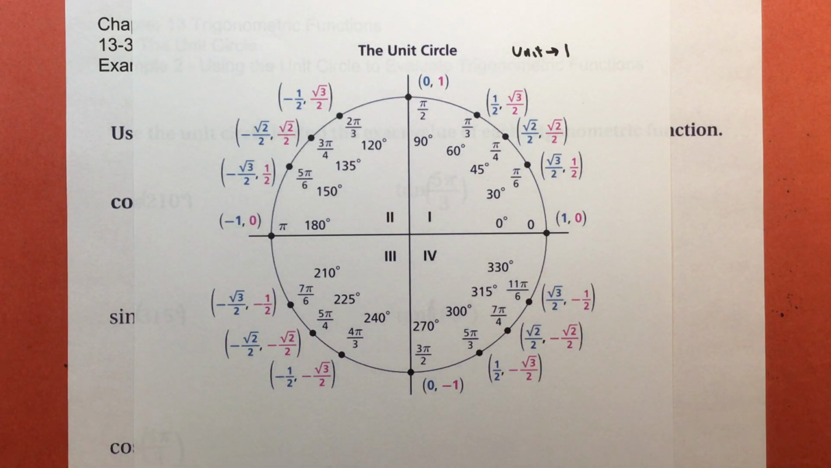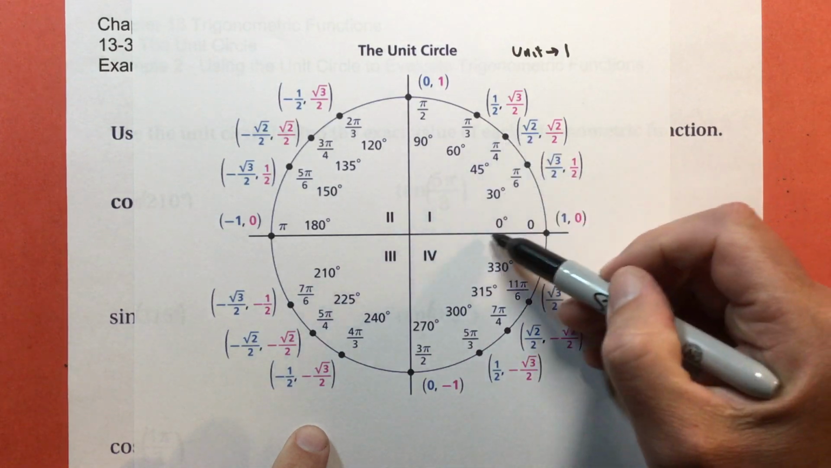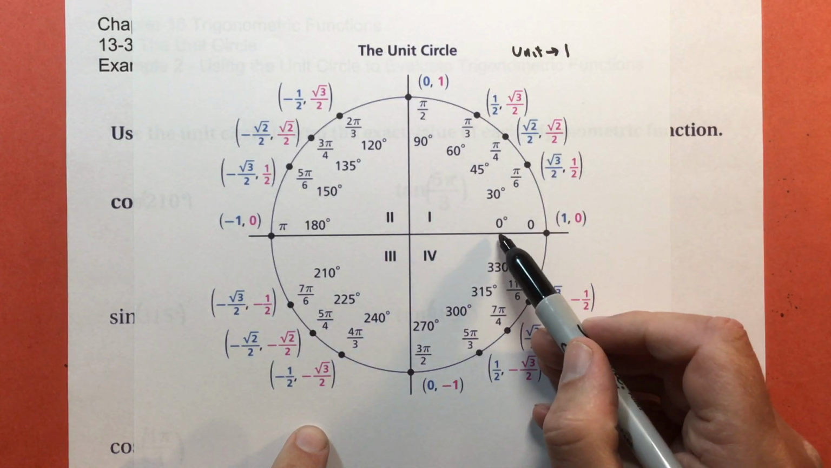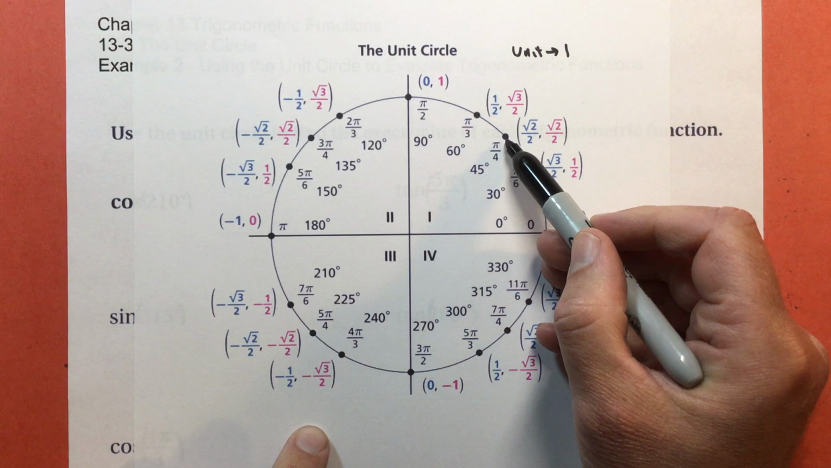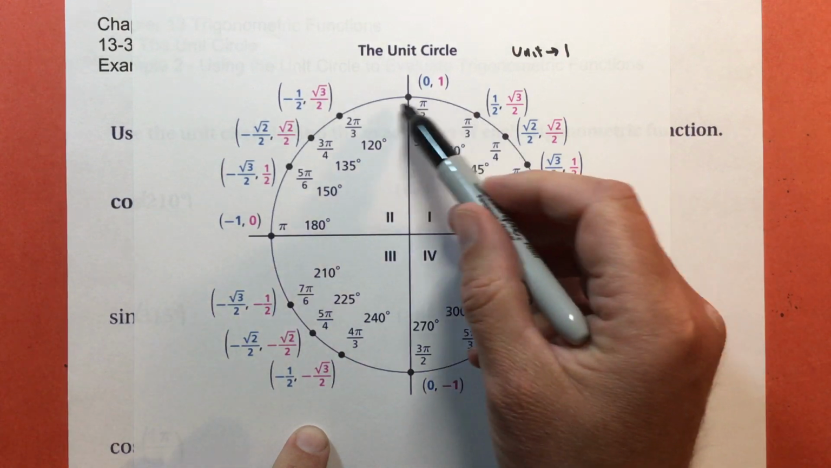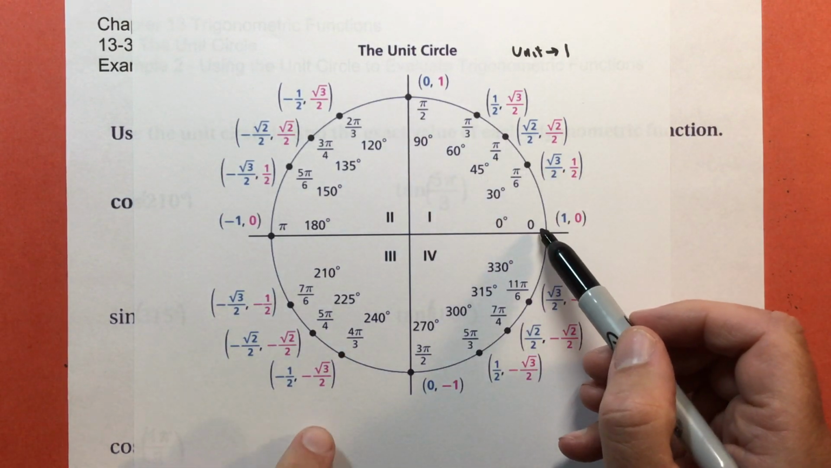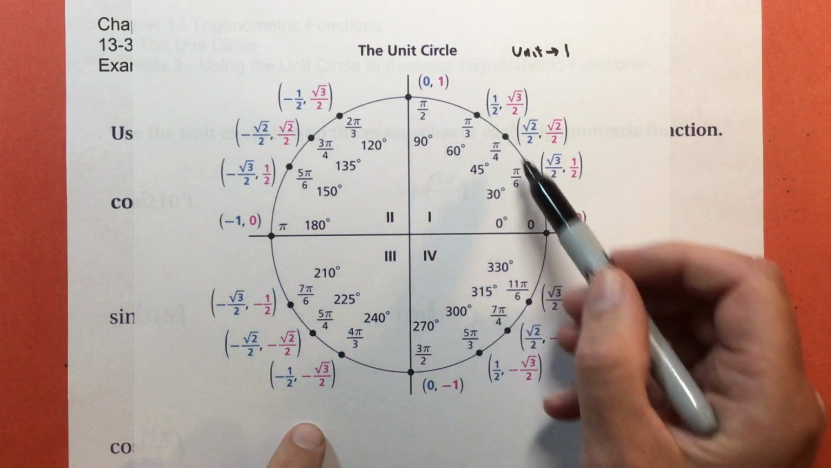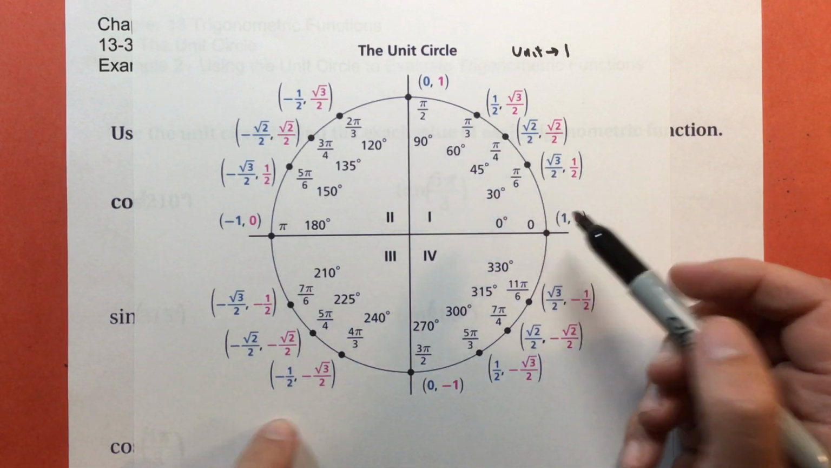I also go around, and here's my 45, 45 triangle. So I go square root of 2 over 2 to the right, square root of 2 over 2 up. I can do that all the way around, but let's just talk about the first quadrant first. So I have that for all of these.